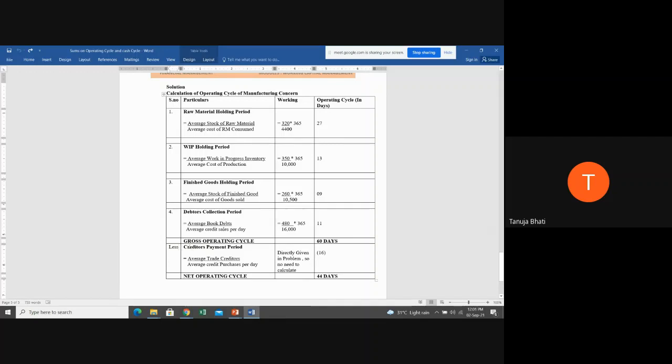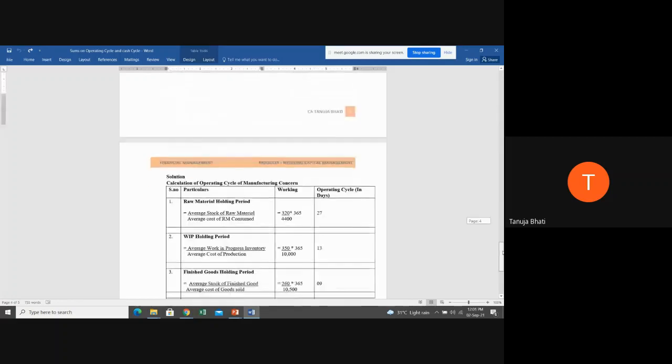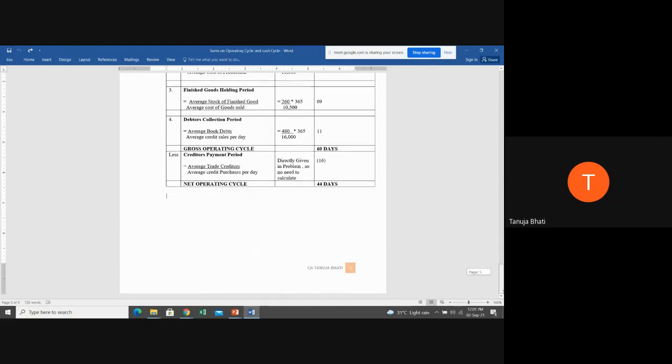So, less creditors payment period. What is the formula? Creditors divided by credit purchases. Now this is directly given in the problem, 16 days. So you need not calculate it; directly you will write minus 16. You get the net operating cycle as 44 days. Is this problem clear to everyone?